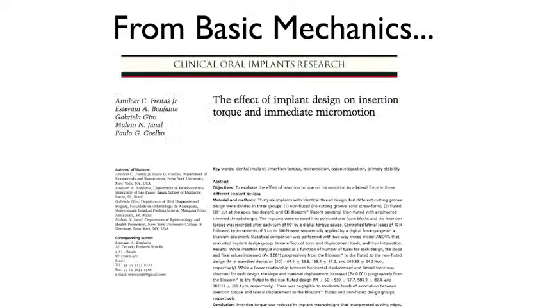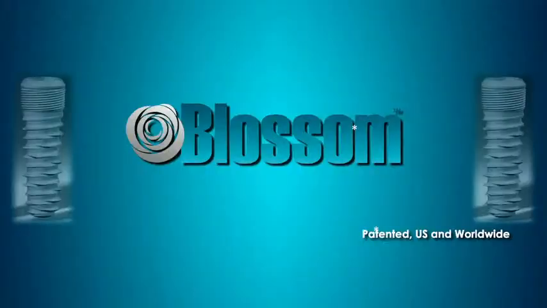Next slide again. Now we move further back. We zoom back, and we're going to look at the implant design from a millimetric perspective. That's the Blossom thread. Next slide. And this is very interesting. Next slide.